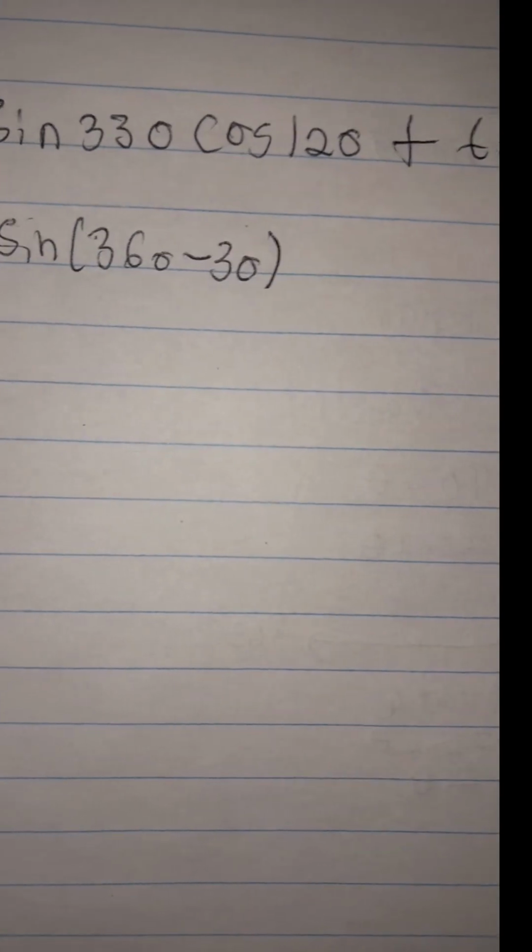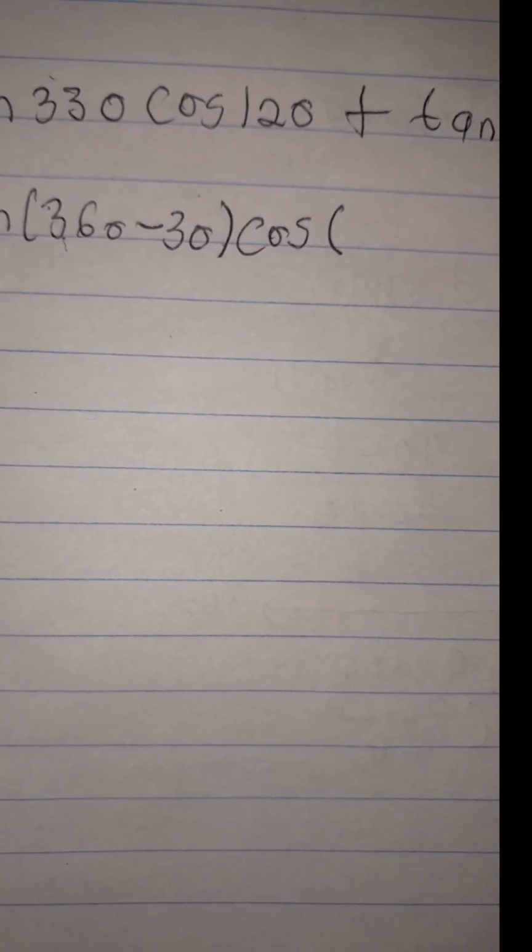Let's reduce sine 330. 330 is closer to 360. Just say 360 minus 330. What are we getting there? We are getting 30. So in other words, 360 minus 30 will give us 330. So we will have sine of 360 minus 30. This is how you can reduce.